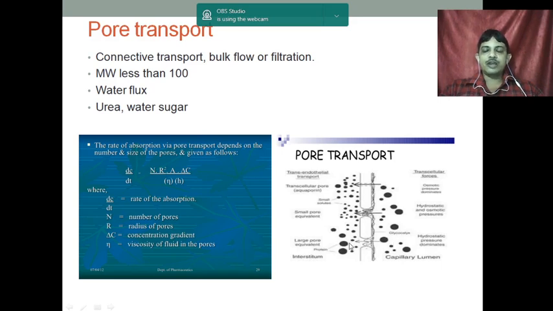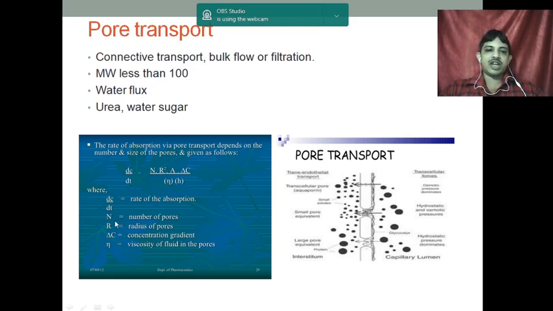If you remember, in the previous part we discussed the biological membrane, which has small water-filled pores. Drugs or substances which are soluble in water and have a low molecular weight can be easily transported through these pores.